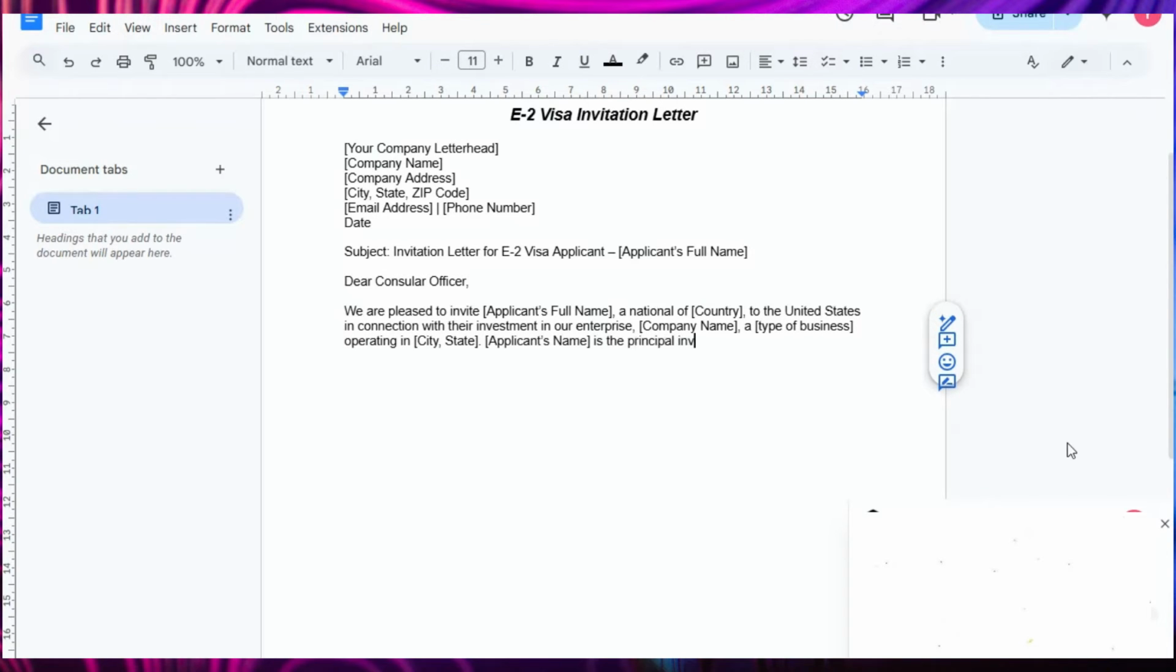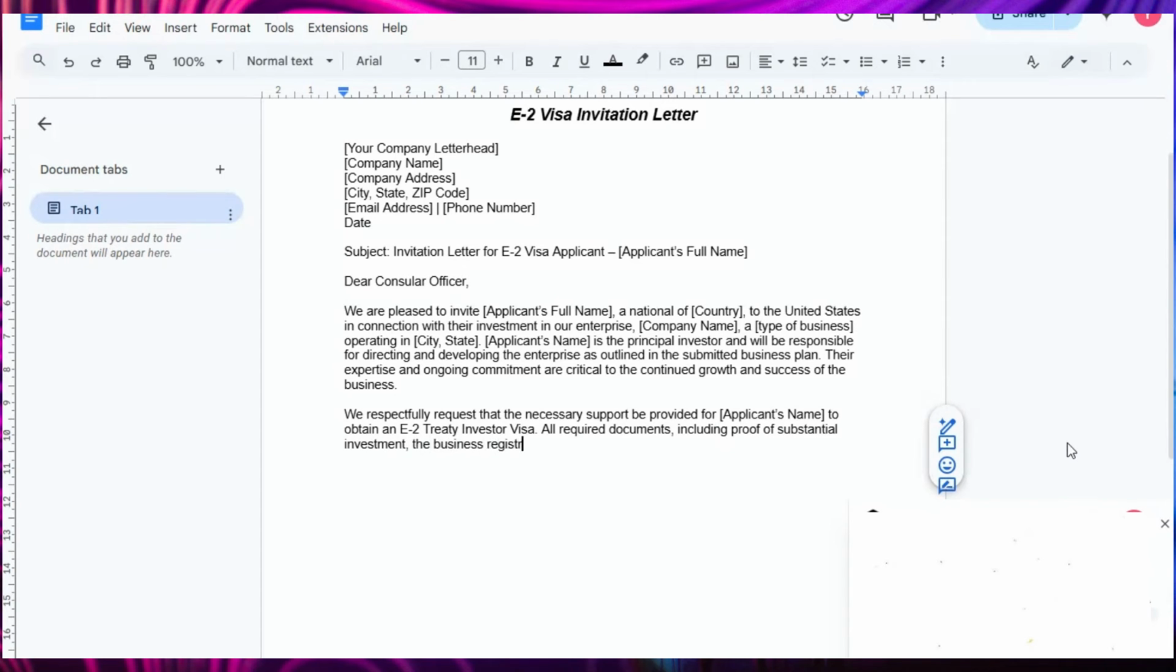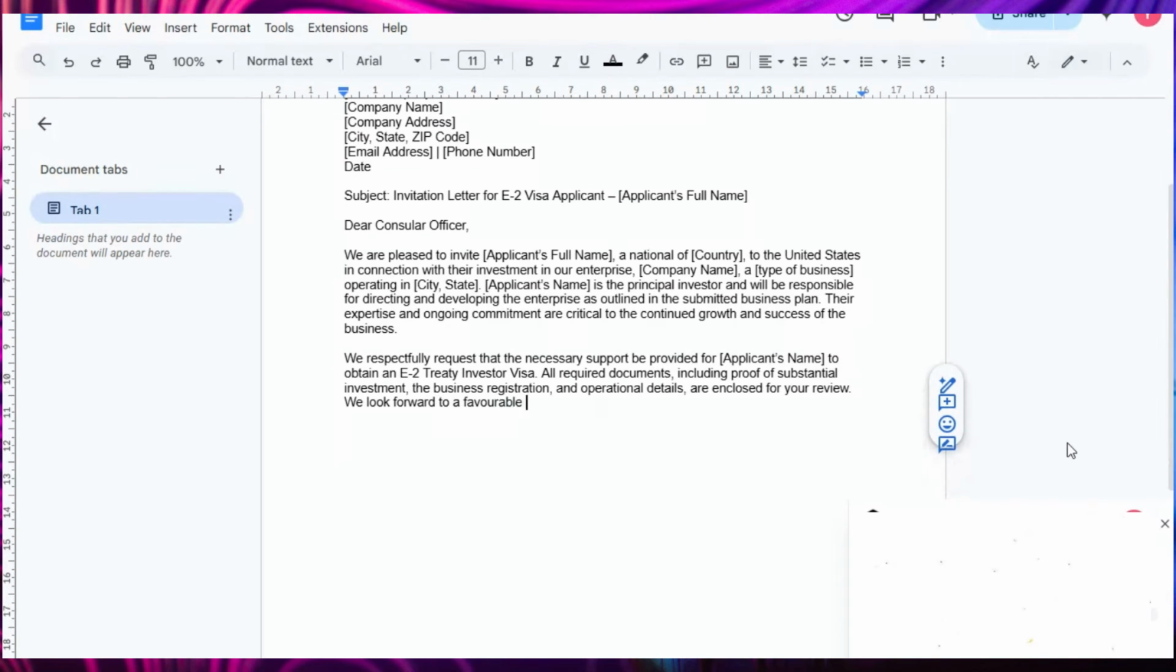Applicant's name is the principal investor and will be responsible for directing and developing the enterprise as outlined in the submitted business plan. Their expertise and ongoing commitment are critical to the continued growth and success of the business. We respectfully request that the necessary support be provided for applicant's name to obtain an E-2 treaty investor visa. All required documents, including proof of substantial investment, the business registration, and operational details, are enclosed for your review. We look forward to a favorable consideration of this application. Sincerely, full name, title, position, company name, signature."